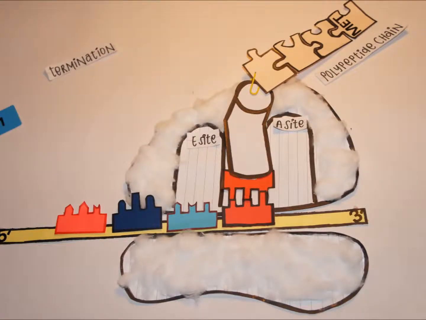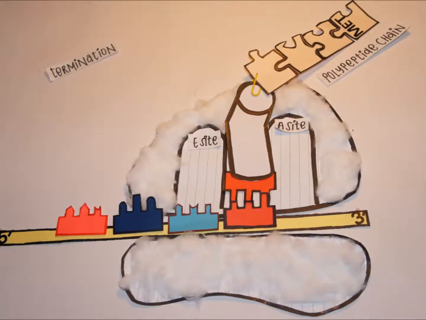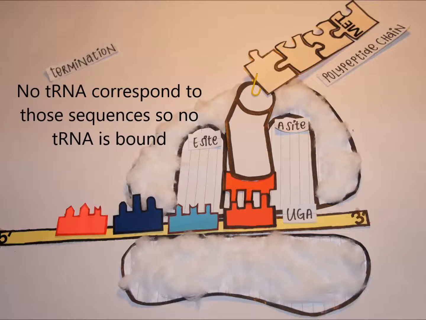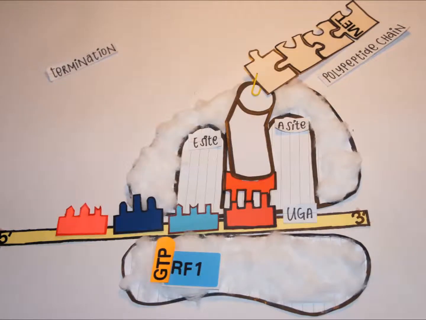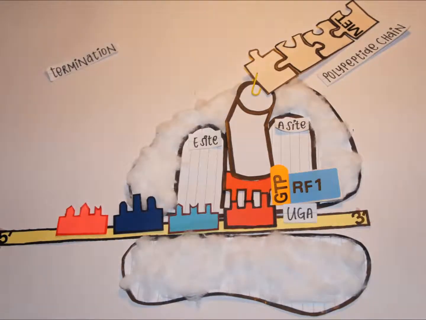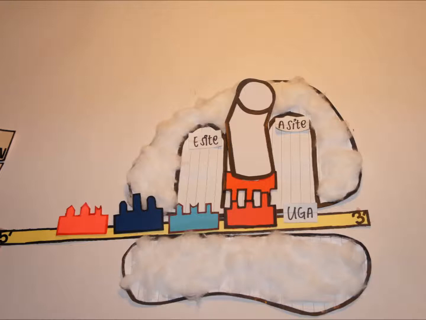Three release factors, RF1, RF2, and RF3, are required for termination. Termination of translation occurs when one of the stop codons, UAA, UAG, or UGA, enters the A site of the ribosome. No tRNAs correspond to those sequences, so no tRNA is bound during termination. One of the two release factors, RF1 or RF2, enters the A site, helped by RF3, causing peptidyltransferase to join the polypeptide to a water molecule, releasing the polypeptide from the final tRNA.